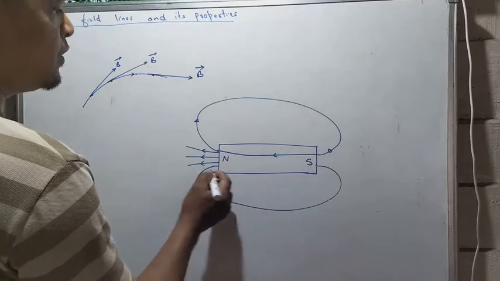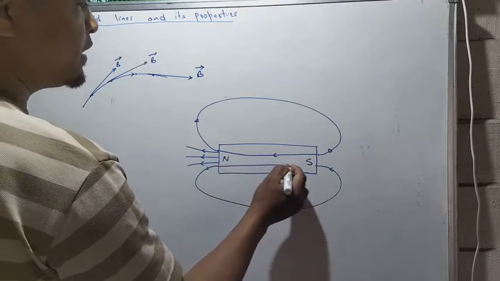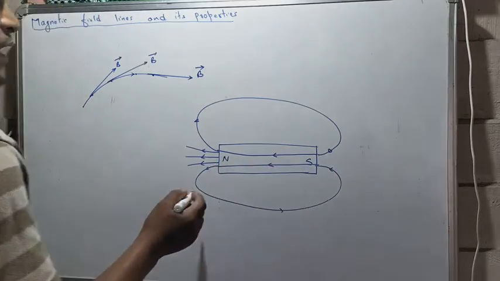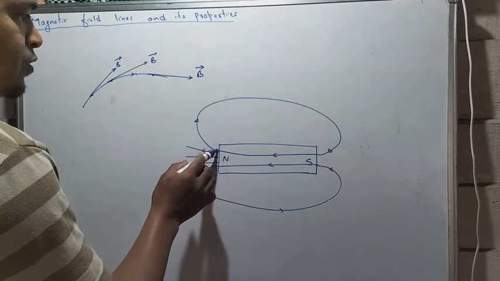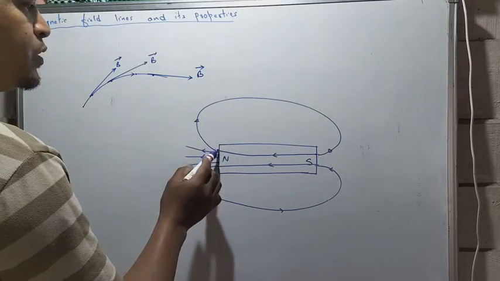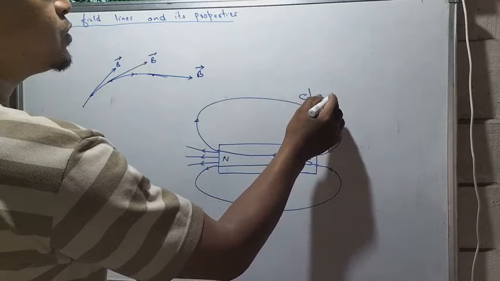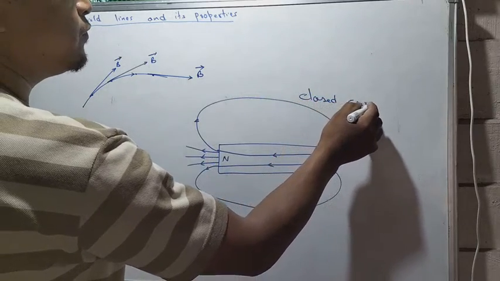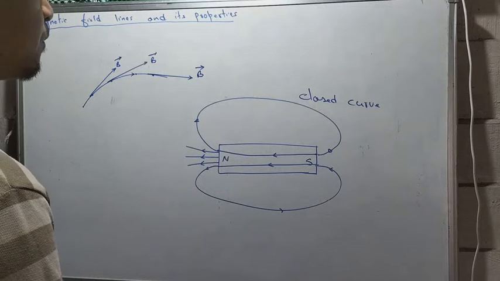Like this. So therefore, I can say that because the line outside the magnet is from north to south, but inside is from south to north, this magnetic field line is a closed curve. So that is the first property.